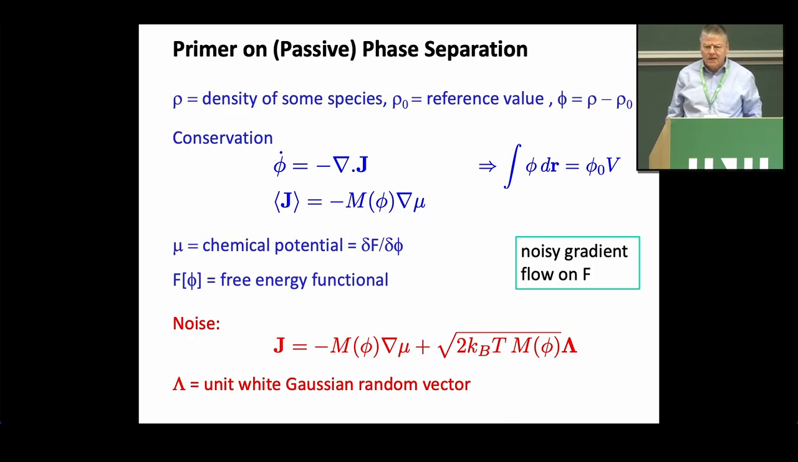With the noise, instead of just converging to some minimum of the free energy, you end up with a Boltzmann distribution, so a probability distribution for density patterns that are given by exponential minus beta F, where F is this free energy functional. The way that you do that is you add a noise term that's shown here. It involves the mobility m of phi, involves the temperature, that's all under a square root, and there's a unit white Gaussian random field lambda, which is vectorial. So that's the random part of the current.